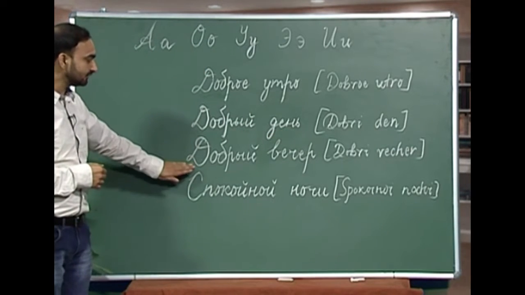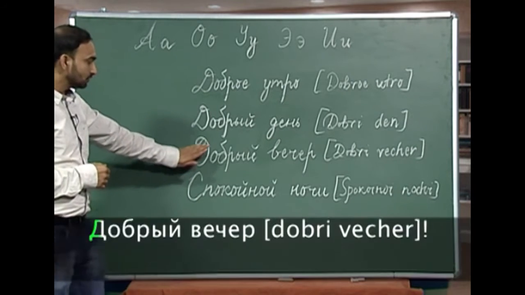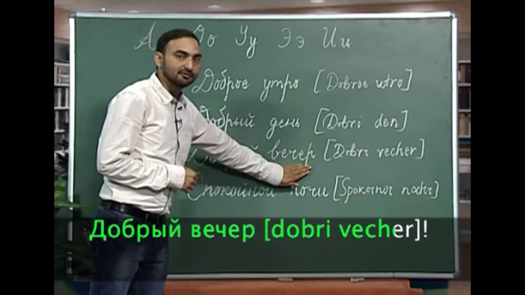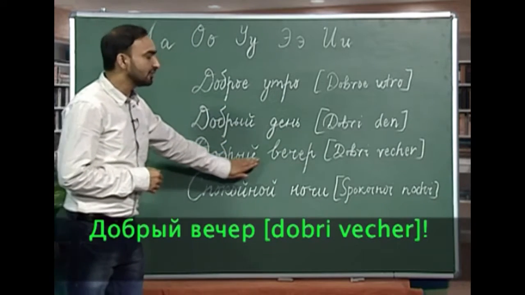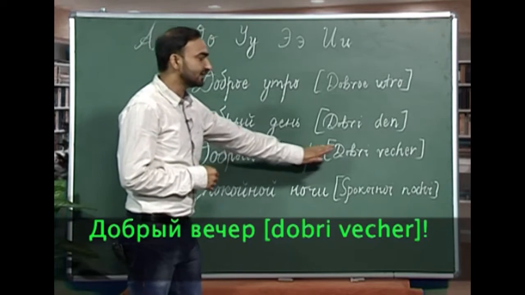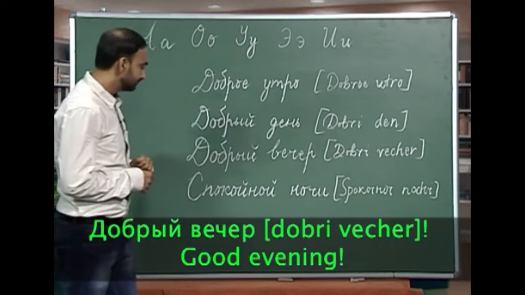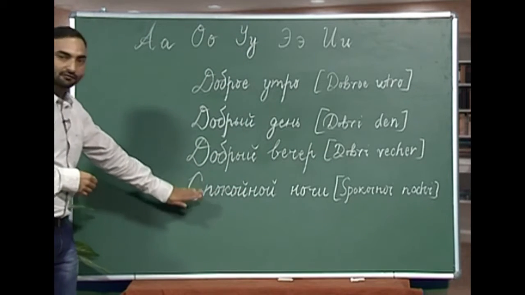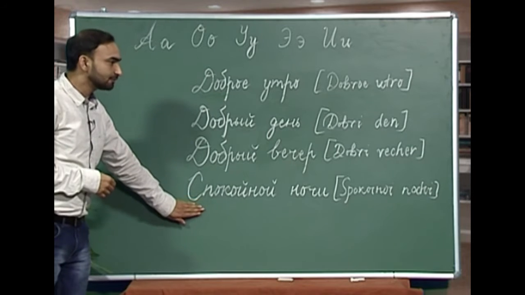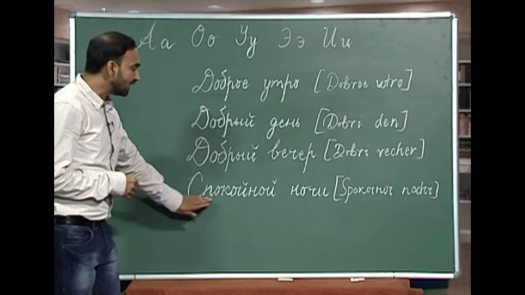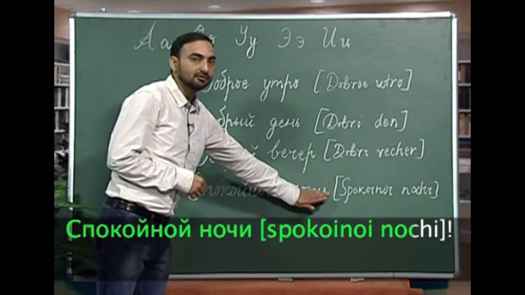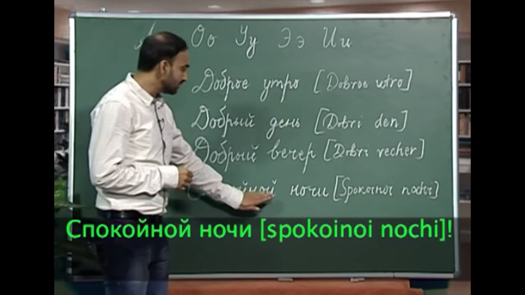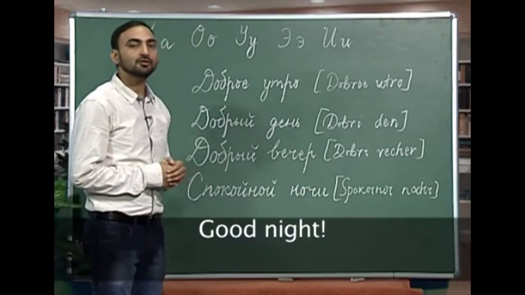The third one that we have is добрый вечер. Добрый вечер is good evening. Now the fourth one, спокойной ночи, which means good night.